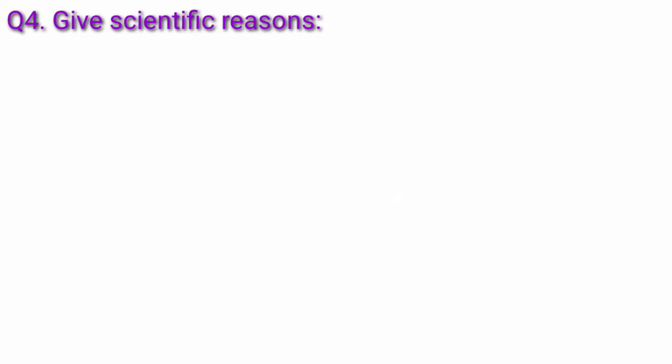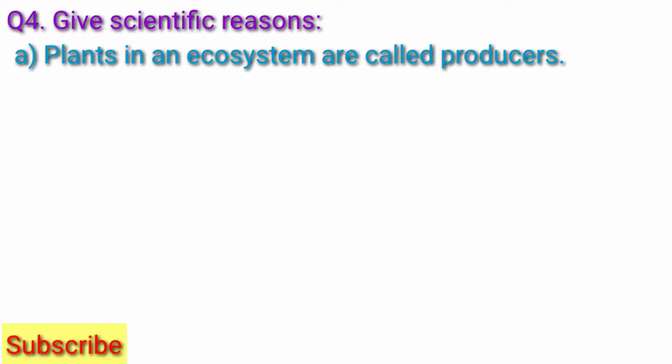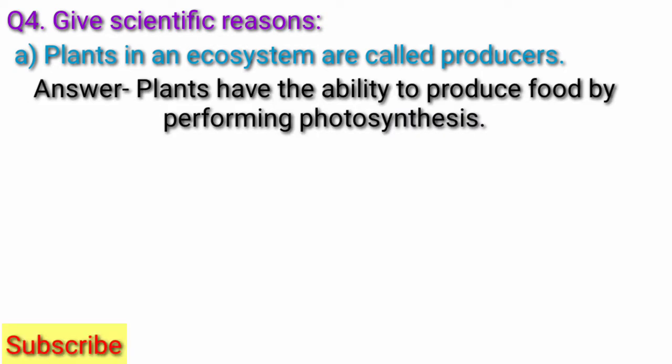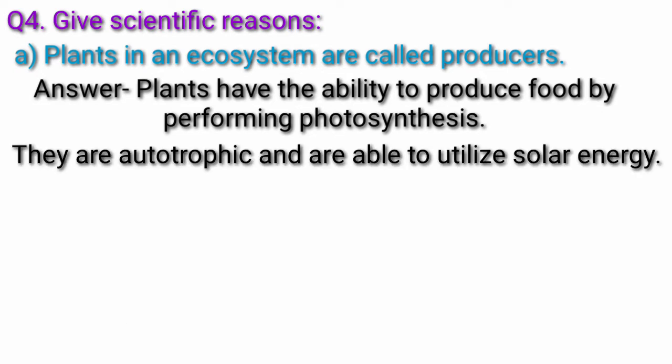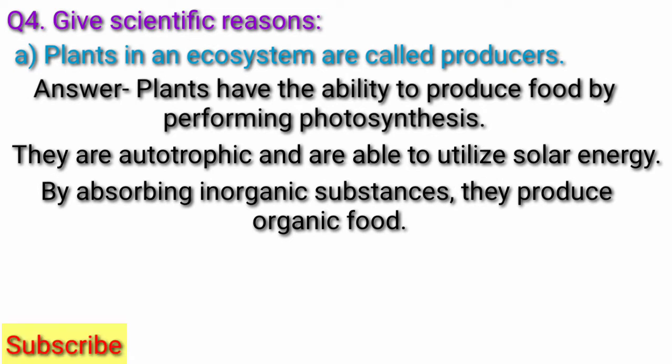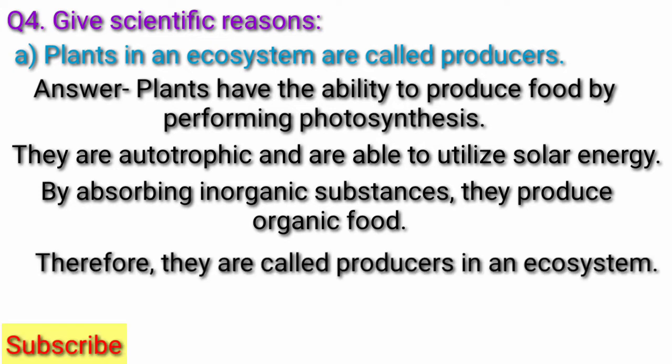Now, question 4. Give scientific reasons. Question A. Plants in an ecosystem are called producers. Answer. Plants have the ability to produce food by performing photosynthesis. They are autotrophic and are able to utilize solar energy. By absorbing inorganic substances, they produce organic food. Therefore, they are called producers in an ecosystem.